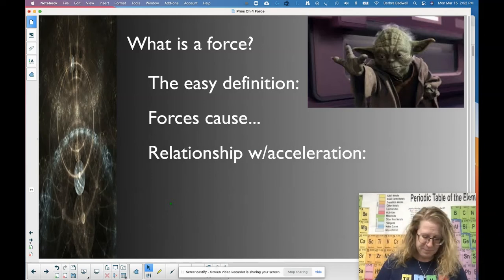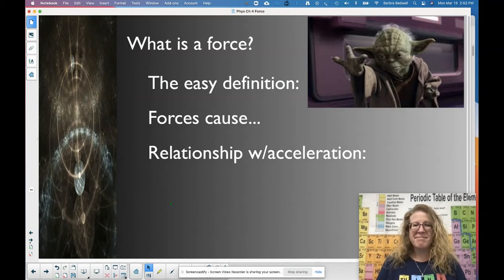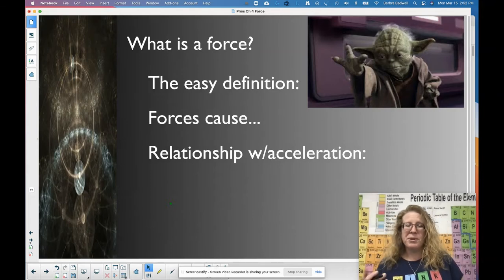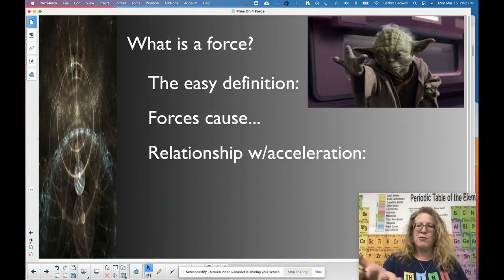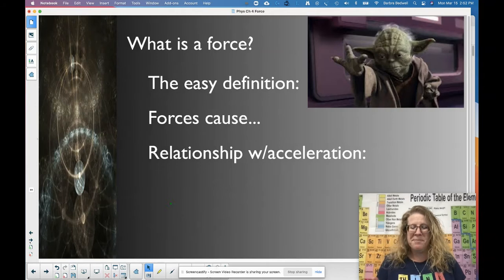First of all, may the force be with you and all that kind of good stuff. The easy definition of what a force is is actually really simple. If you think about it, it's just a push or a pull. That's really it. Anything that you would call a force of some sort is either a push or a pull. You're either forcing something to go away from you or you're forcing something to come towards you. Really easy definition to identify what a force is.